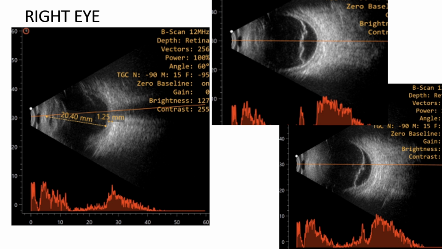So there's the shifting fluid. Yes, this is the supine position, and when the patient was asked to sit up and the ultrasound was done, the fluid was shifted inferiorly. So this was a classical sign of shifting fluid, suggestive of the possibility of exudative retinal detachment.